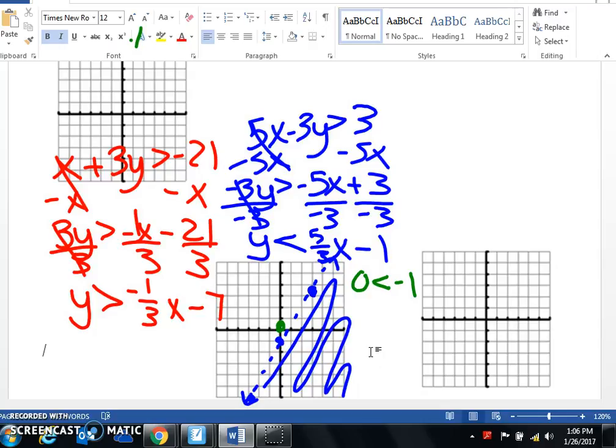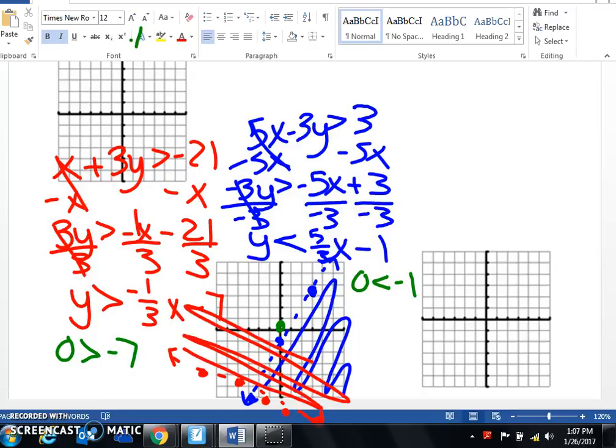All right, let's do this one. -7 is going to be like down here, y'all. And then it's a -1/3. So down 1 over 3, and then up 1 over 3, up 1 over 3, up 1 over 3. All right, this time it still does not have that equal sign under there, so it's dashed again. Let's check out the 0, 0 point. So 0 is greater than -7. That's true. So we need to shade on that side.